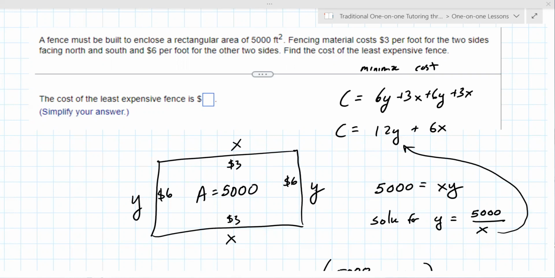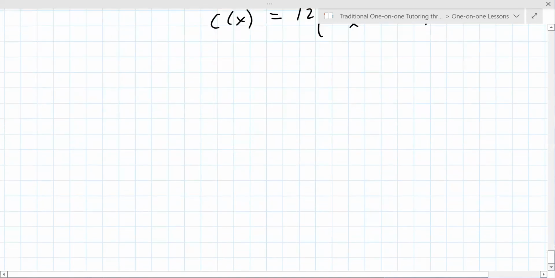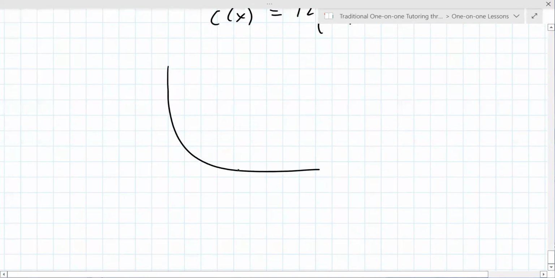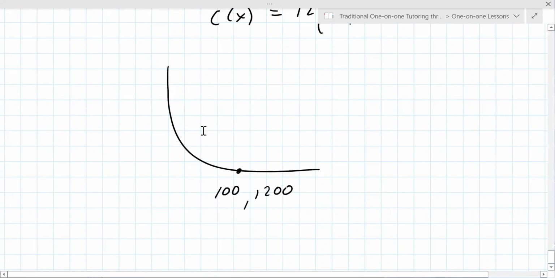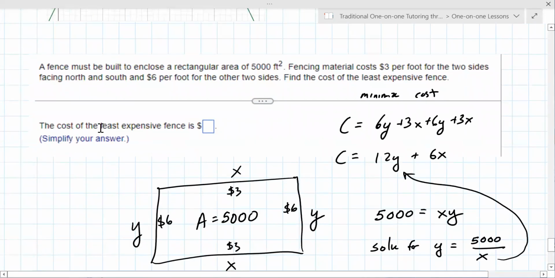So the graph shows, just to save some time here, that when X is 100, it ends up being a min right at 100. And because I'm graphing the cost, it also gives me the Y value there. I'm helped out because it says simplify your answer. It's trying to say, hey, it's a nice number there. So when X is 100, Y ends up being 500. And if you put those numbers in here for your cost function, you'll end up getting 1,200.